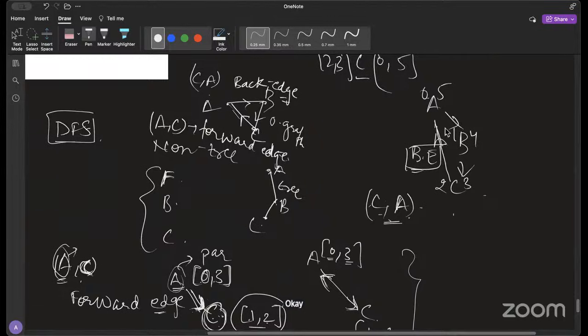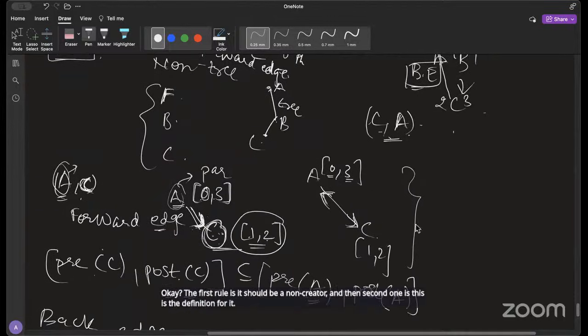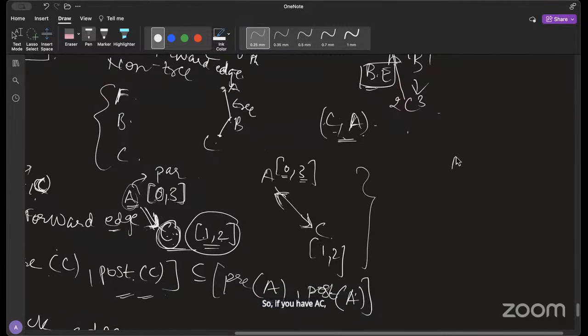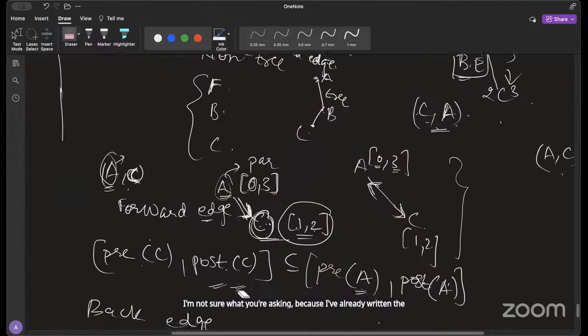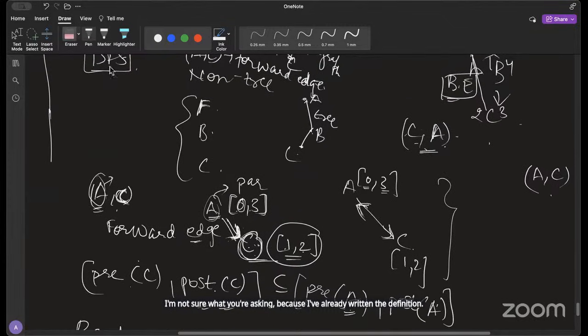The first rule is it should be a non-tree edge, and the second one is this definition for it. So if you have AC, then for a forward edge you should be taking... I'm not sure what you're asking because I've already written the definition. What exactly is your question?